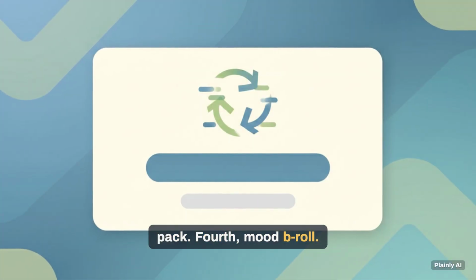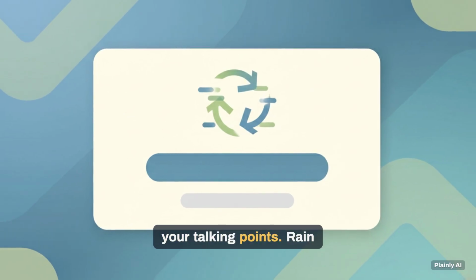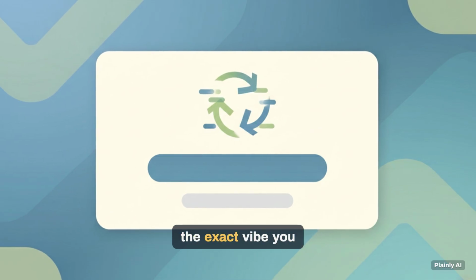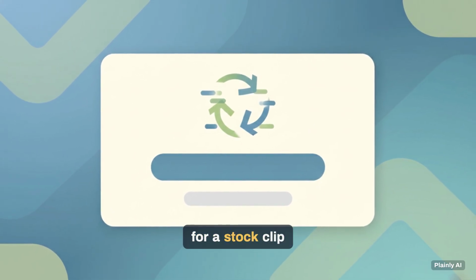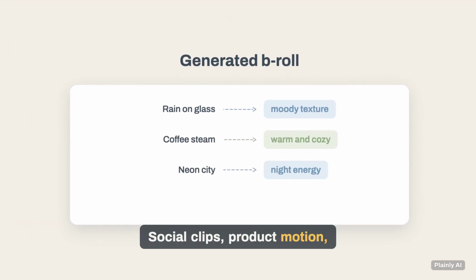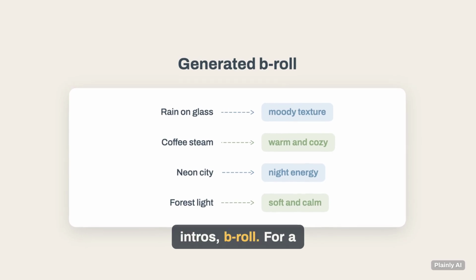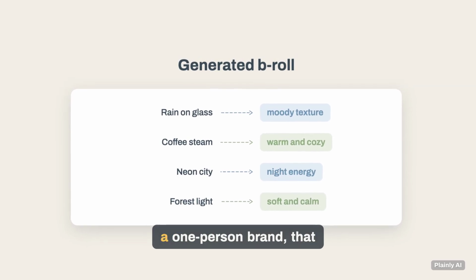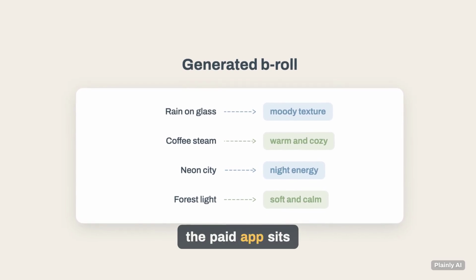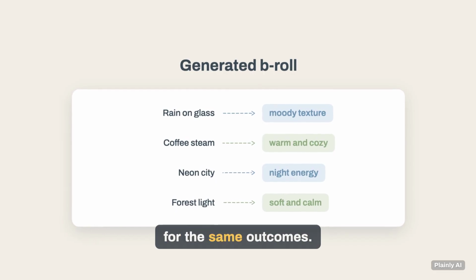Fourth, mood B-roll. Those filler shots between your talking points, rain on a window, coffee steam, a city at night. You can generate the exact vibe you need instead of paying for a stock clip library. Add it up. Social clips, product motion, intros, B-roll. For a freelancer, a small shop, a one-person brand that covers most of what they actually post. And the paid app sits there charging full price for the same outcomes.